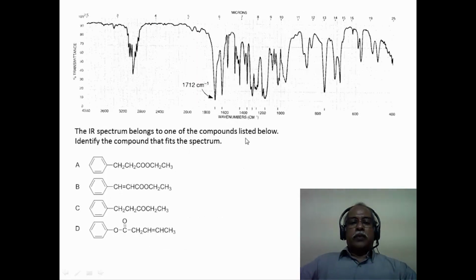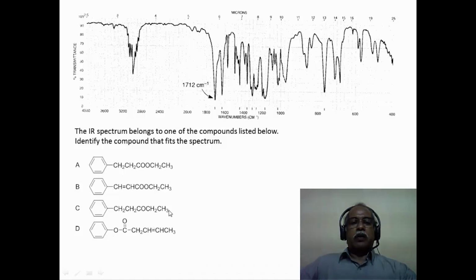Now there are 4 options given. One needs to choose the correct option which will fit this particular infrared spectrum. In other words, the IR spectrum belongs to one of the compounds listed below. Identify the compound that fits the spectrum. Now let us look at the structure of these compounds. This is a saturated ester, and this is also an ester, but it is an alpha beta unsaturated ester. This is a saturated ketone, and this one is an alpha beta unsaturated ester plus an unsaturation is also there.